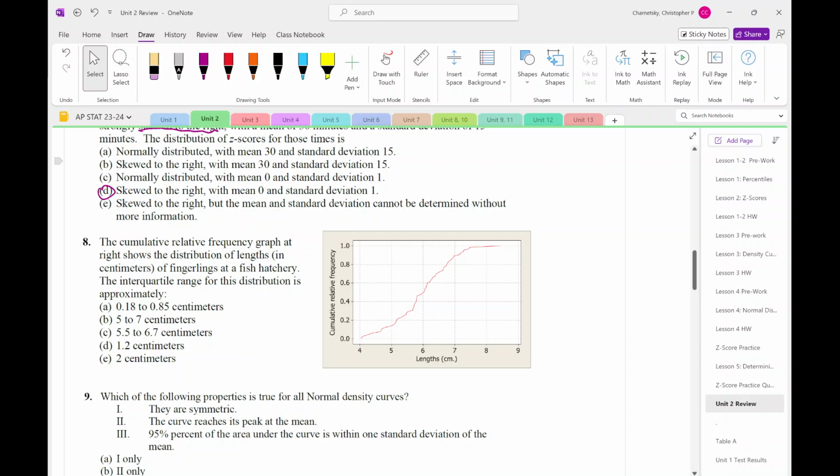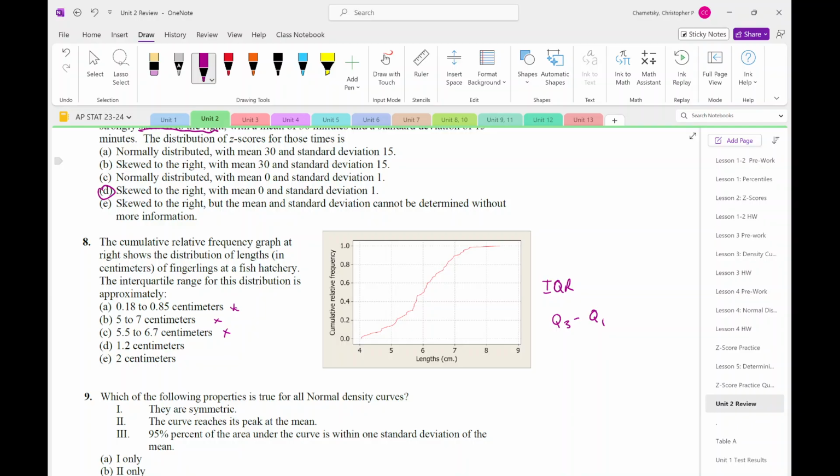Question 8. A cumulative relative frequency graph shows the distribution of lengths in centimeters of fingerlings at a fish hatchery. The interquartile range for this distribution is approximately, well, so remember IQR is Q3 minus Q1. It is not two values, it is one value. So right off the bat, I can cross off A, B, and C, because an IQR is not two things. It is a range. It is one value.